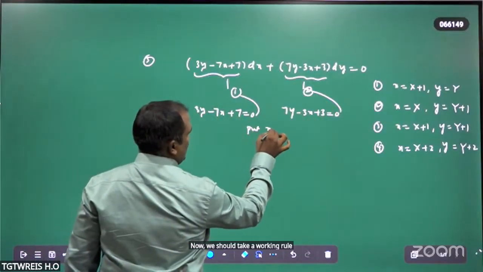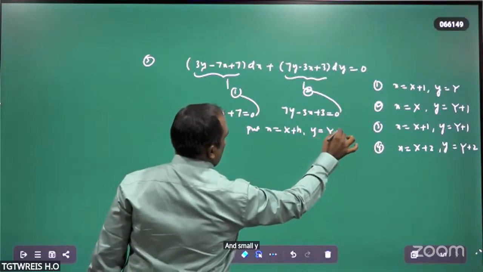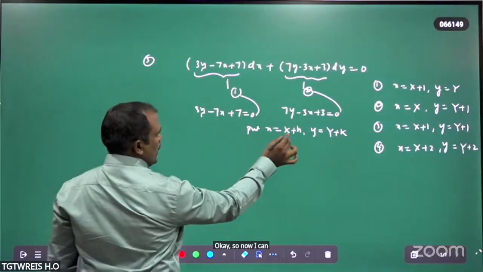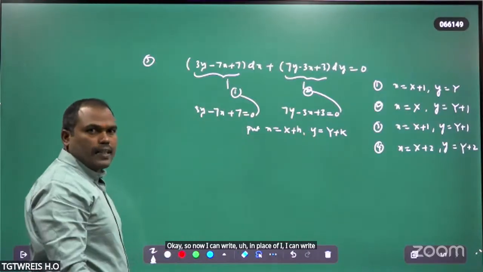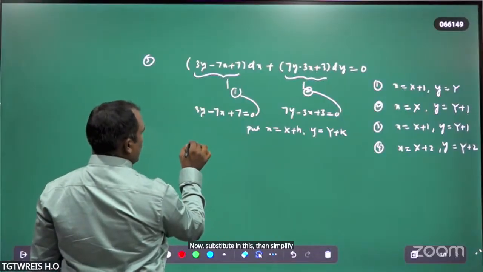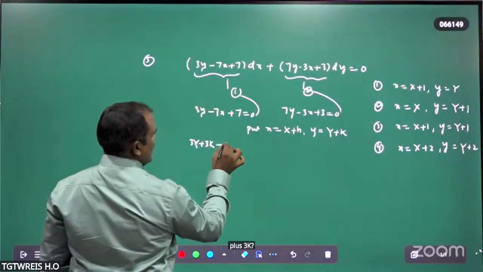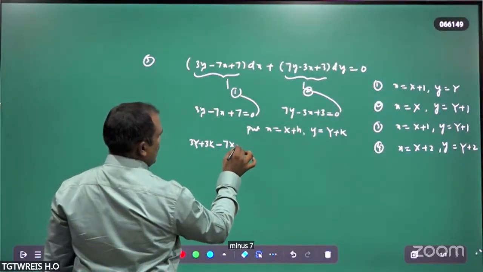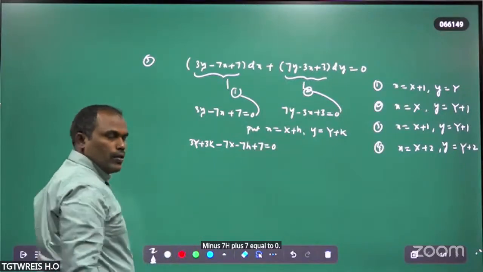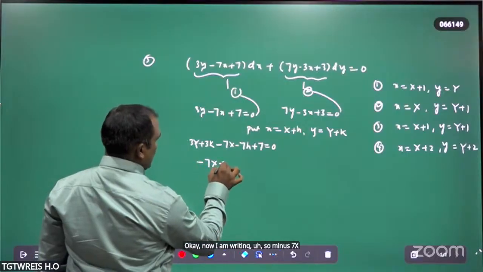Put small x equal to capital X plus h and small y equal to capital Y plus k. So now in place of y I can write capital Y plus k. Now substitute in this, then simplify. What will you get now? 3Y plus 3k minus 7X minus 7h plus 7 equal to 0. Okay, now I am writing minus 7x plus 3y.